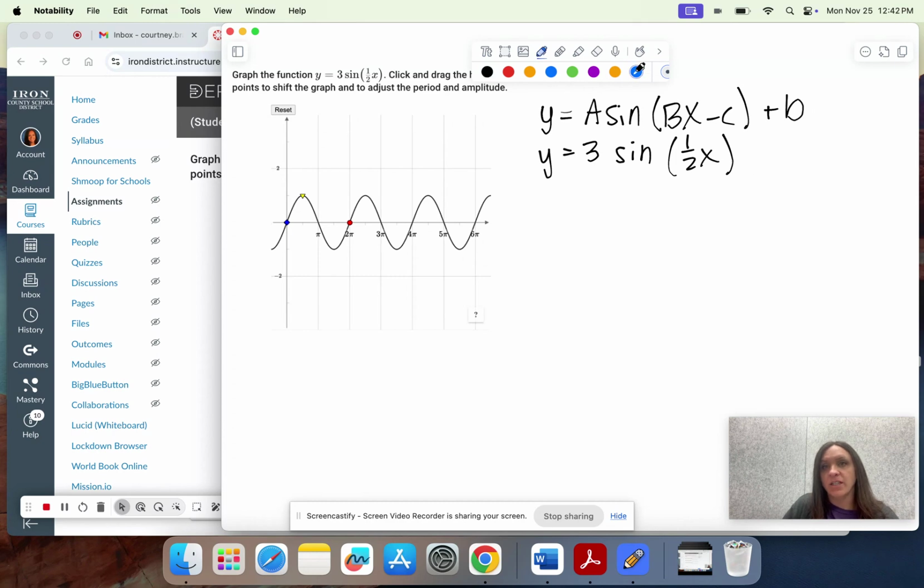That's it. Right? So on ours, C and D are not there. They are 0. And then we have A is 3 and B is 1/2.